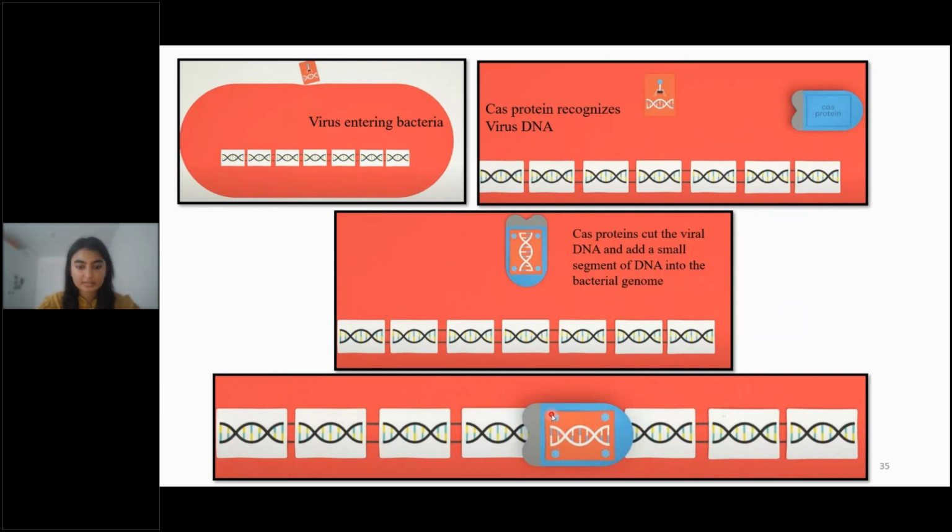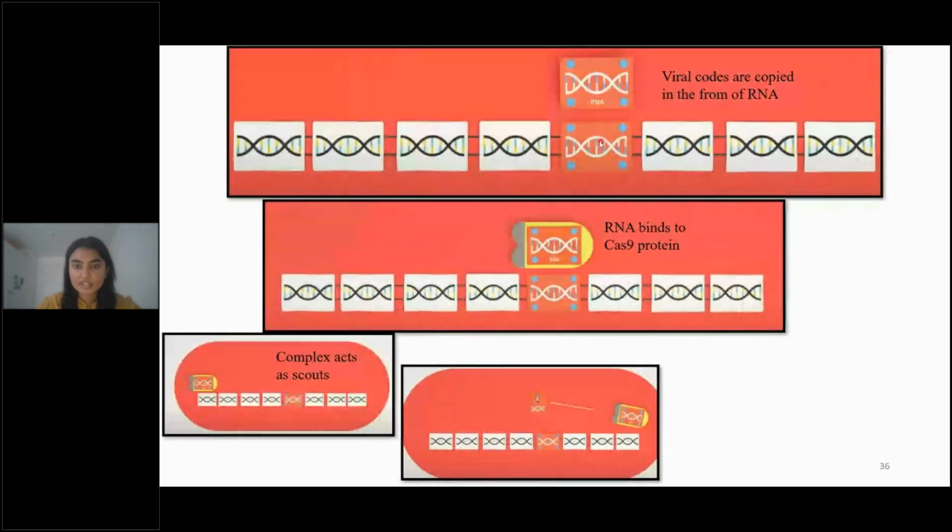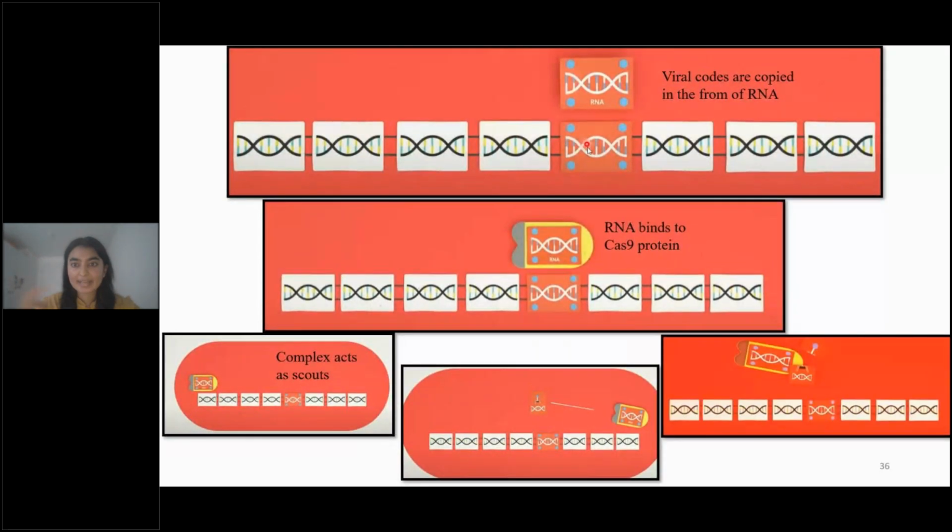Okay, now it has pasted this in the bacterial genome. Now what happens? This bacterial genome will form an RNA copy. Obviously, there will be transcription, right? It will form RNA copies, and these RNA copies will be bound to a Cas9 protein, right?